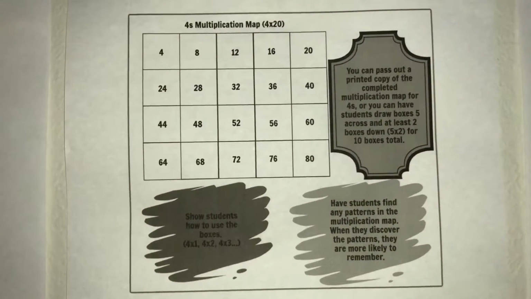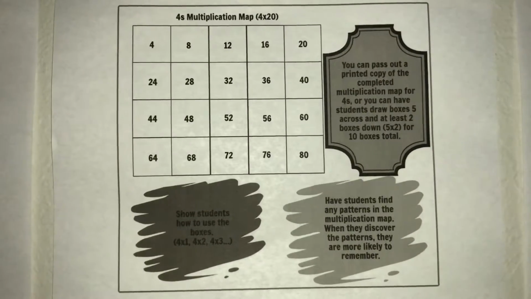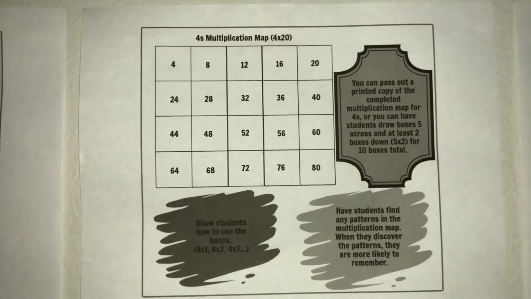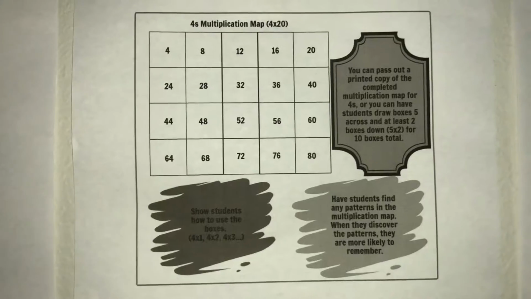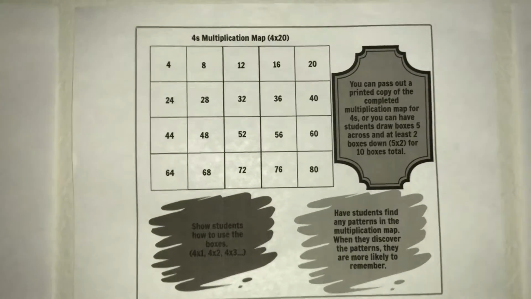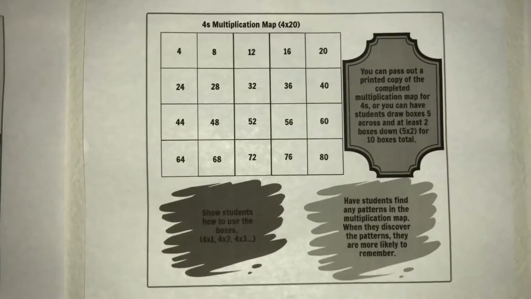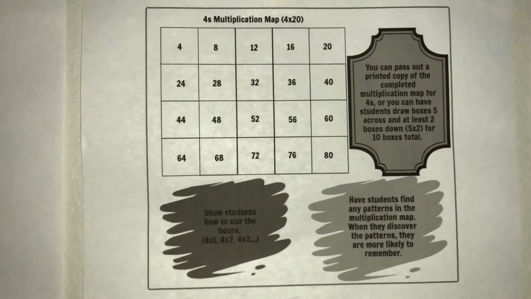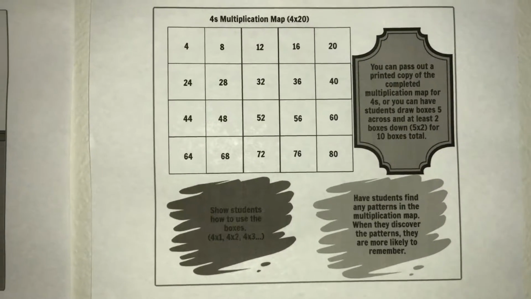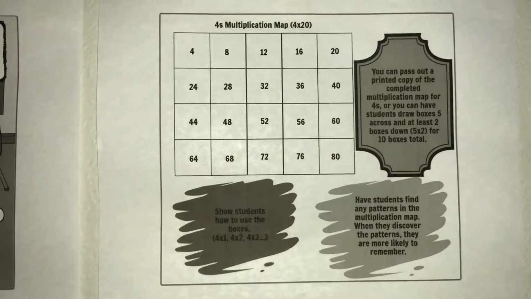The first box is going to be 4 times 1 is 4. The second box, 4 times 2 is 8. You can even have students write the equation out in the boxes. The boxes need to be 5 across and at least 2 rows down so that students can see the pattern developing.